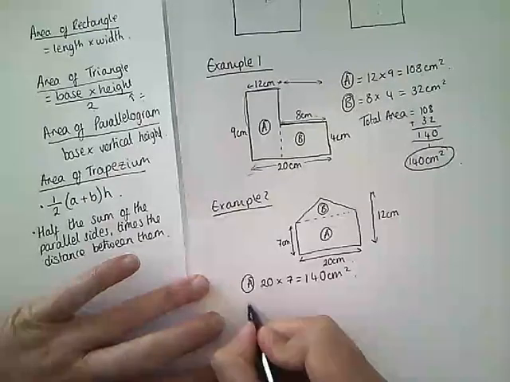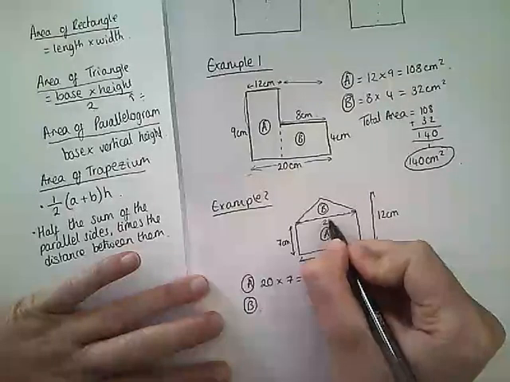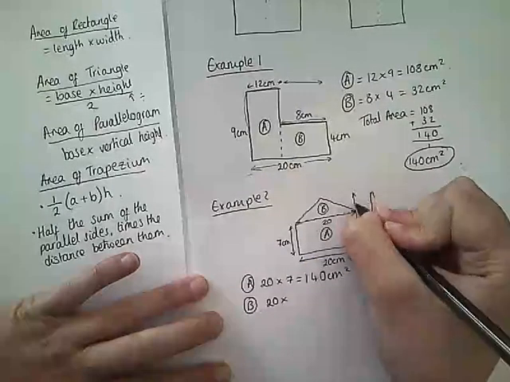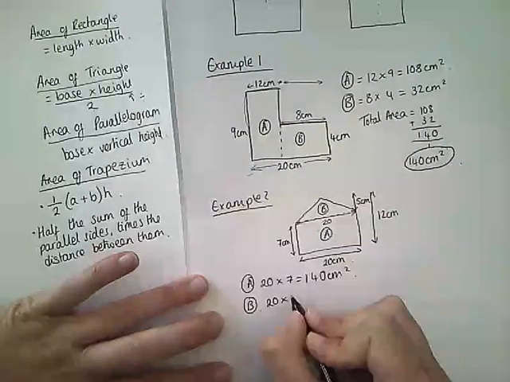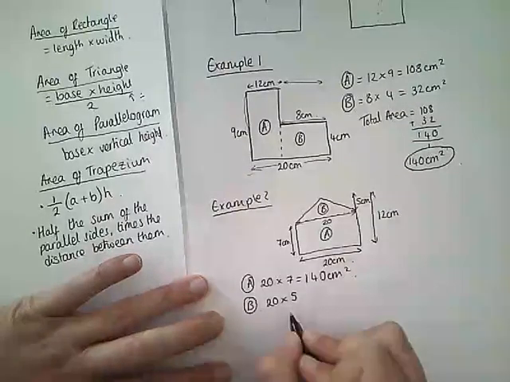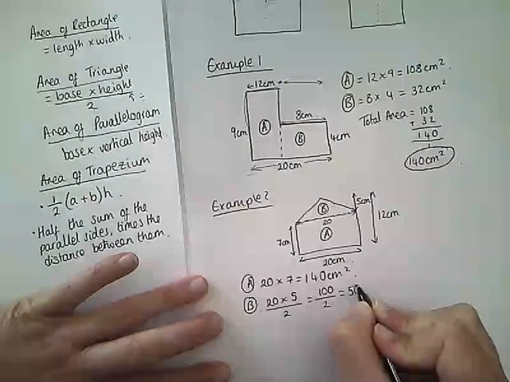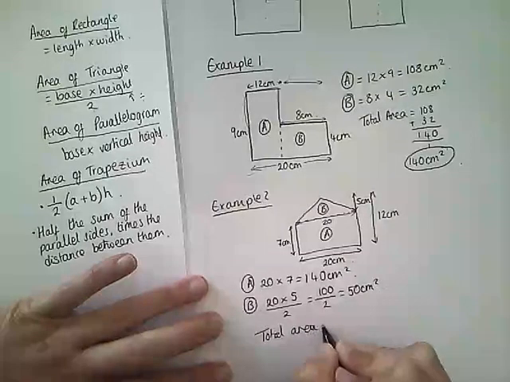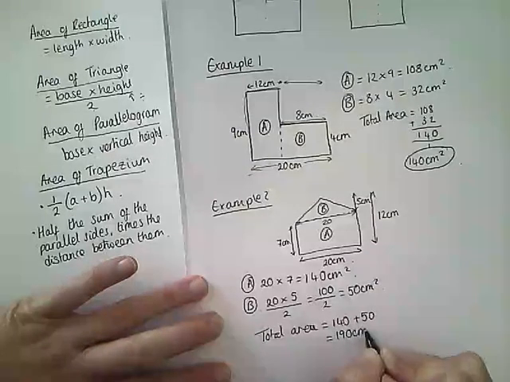I then need to get the area of B. Now B is a triangle, so I'm going to do the base, which is 20, times the height. The height I am after, of course, is the vertical height. This height here is 12 and this bit here is 7. So 12 take away 7 makes 5. Base times height divided by 2. Base times height is 100, divided by 2 makes 50. Therefore, the total area is 140 plus 50, which makes 190 centimetres squared.